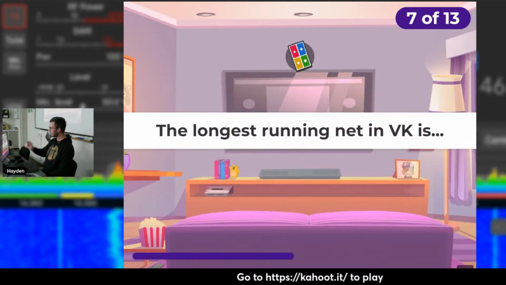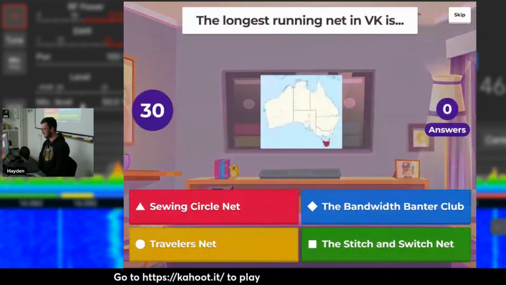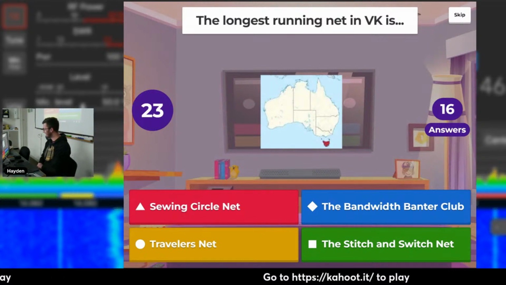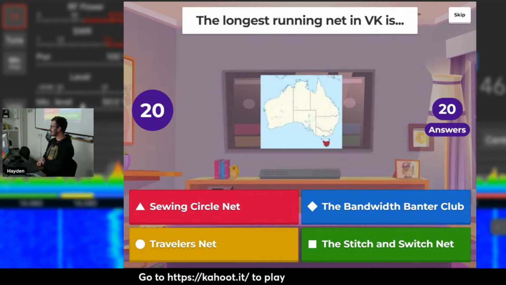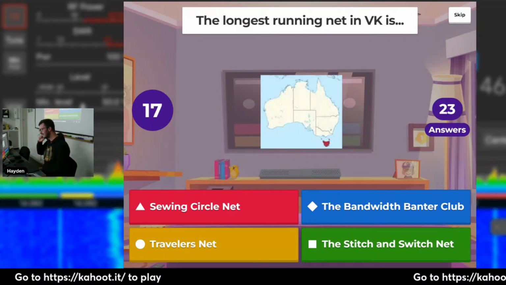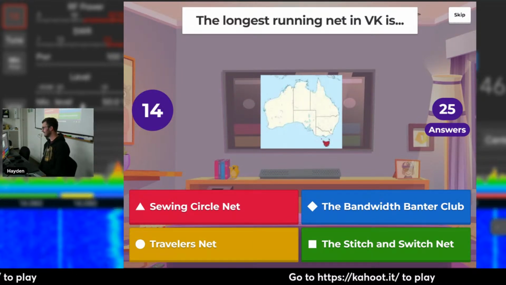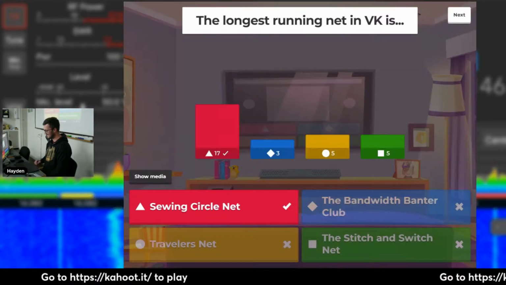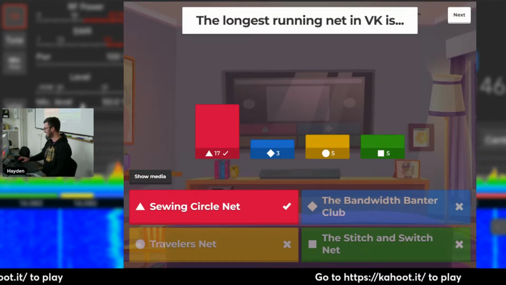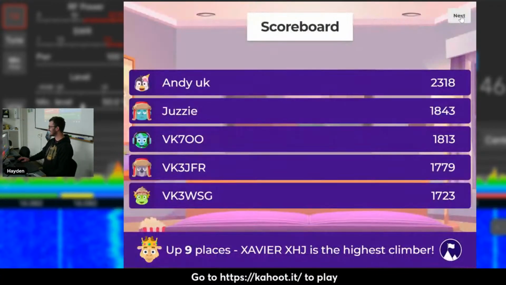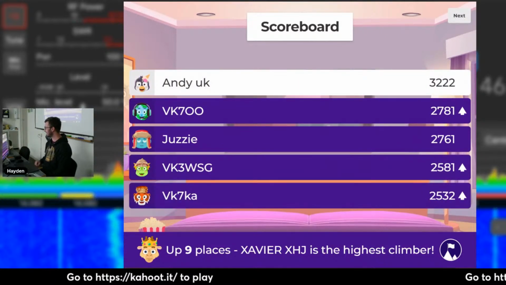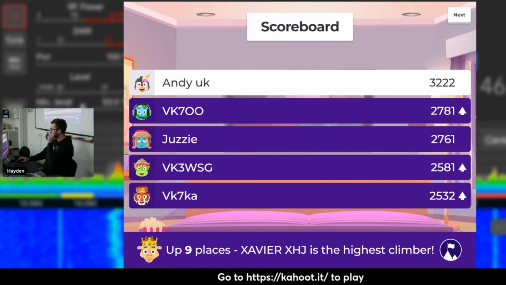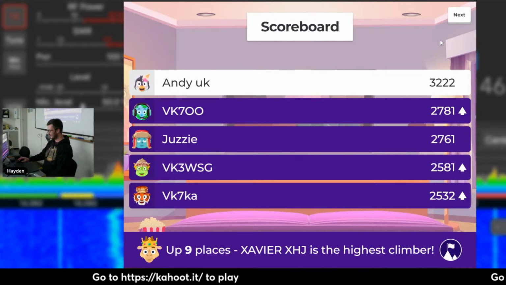Next question. The longest running net in VK is the Sewing Circle net, the Bandwidth Banter Club, the Travellers net, or the Stitch and Switch net. The longest running net in VK. I will say it is a VK7 net. There's a few oopses. The old fart on a BMX on YouTube says, I think you need two heads to get these answers right. Hey! The Sewing Circle net, 17 got it right. Andy, still in first place. Steve has moved up into second. And Justin in third.